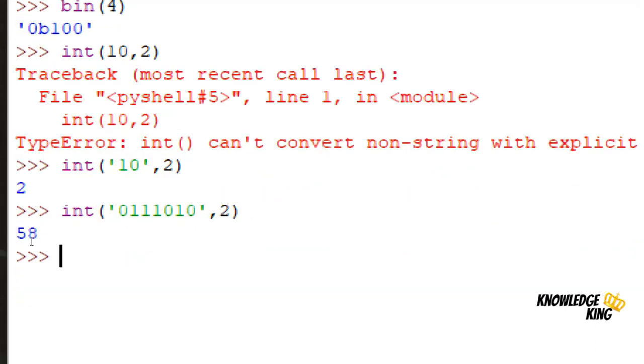And similarly we can convert an integer to a hexadecimal value. Like 10 will result in A.